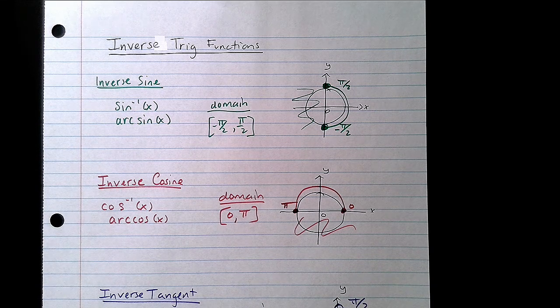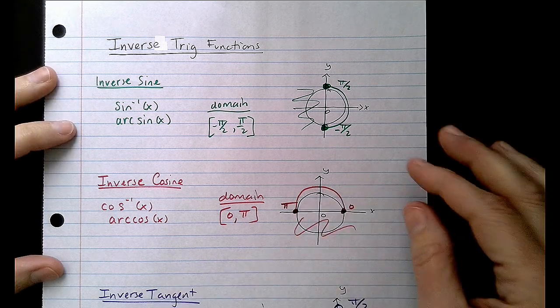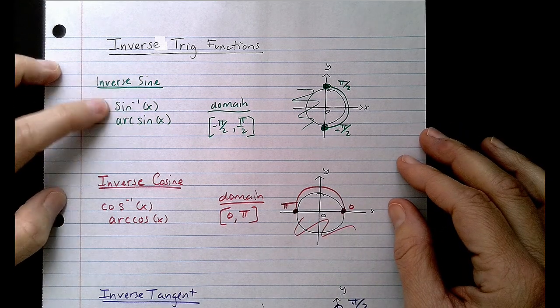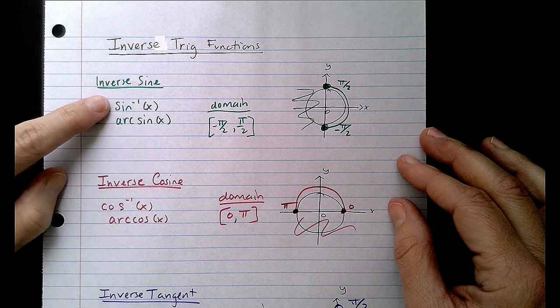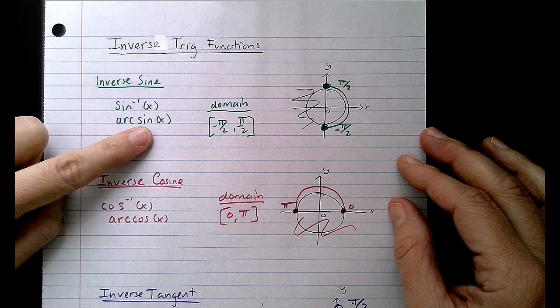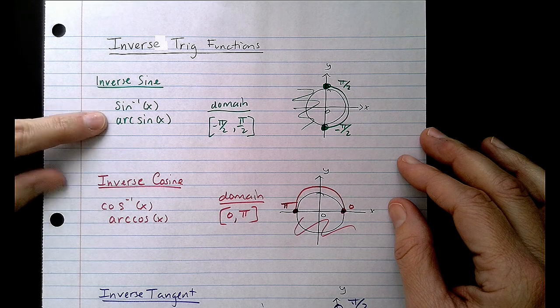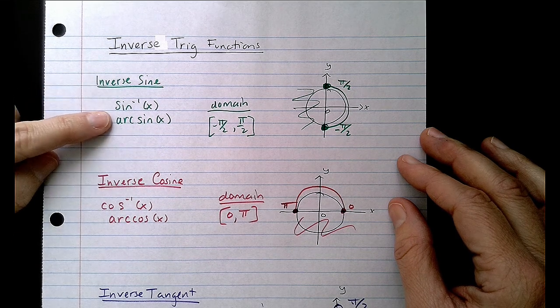So sine, cosine, and tangent each have their own respective inverse function. Let's start with sine. The inverse of sine is sine to the little -1 notation. You've seen these on your calculators. It can also be called arc sine of x. So there are two ways to refer to the inverse of the sine function.